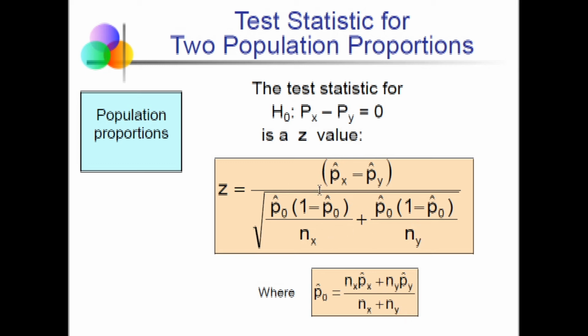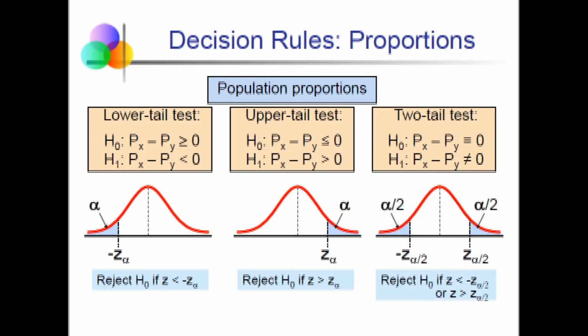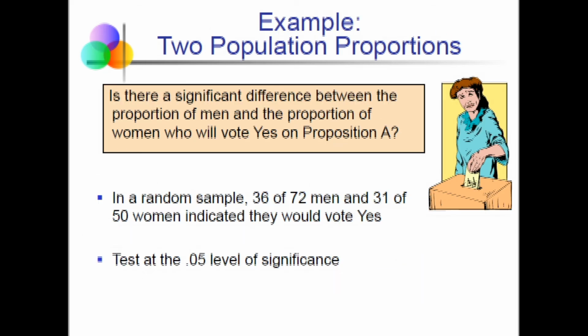There we describe the decision rules for upper tail, lower tail, and two-tailed test. We have our example there. Is there a significant difference between the proportion of men and proportion of women who will vote yes on Proposition A?